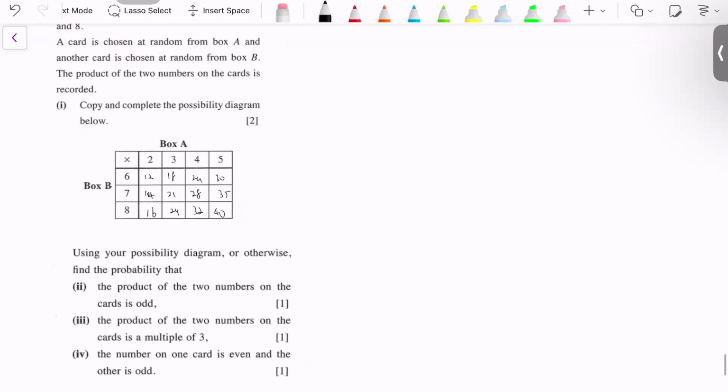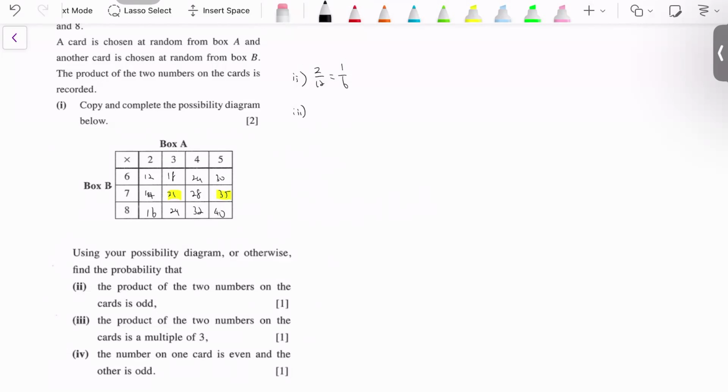Okay, so next, our part 2. Using a possibility diagram, which you already have, or otherwise, find the probability that the product of the two numbers on the cards is odd. So ultimately, our product needs to be odd. So in this case, we need to find the number of odd numbers, which is 15, 21, and 35. So there are only three numbers out of 12 numbers. So the probability is 3 out of 12, which simplifies to 1 out of 4.